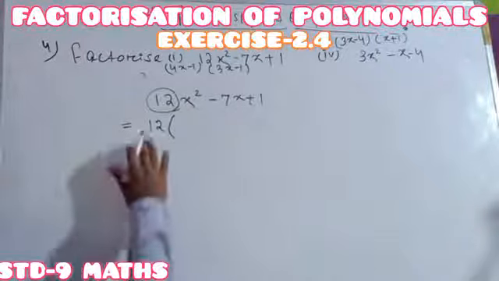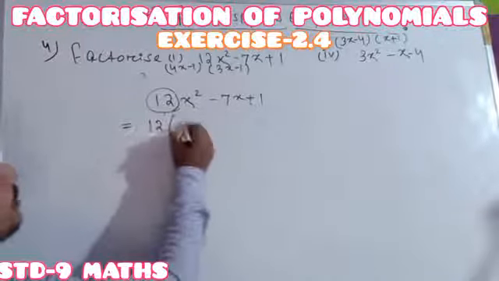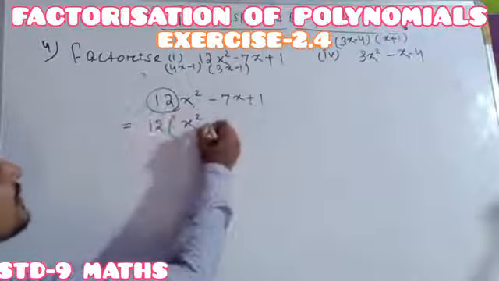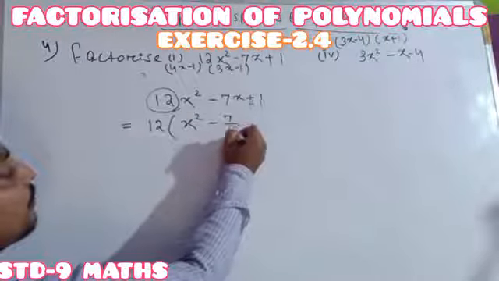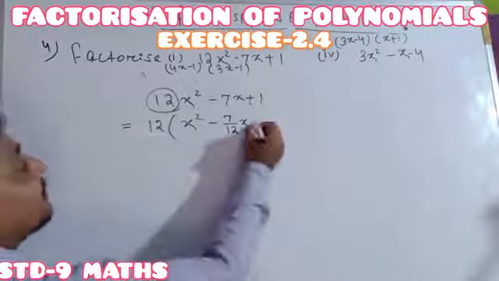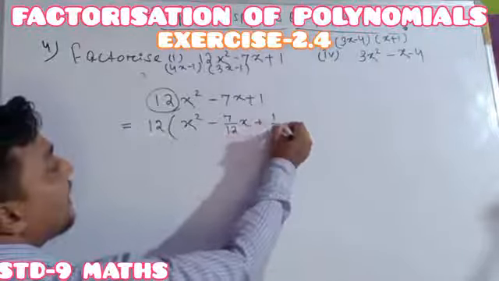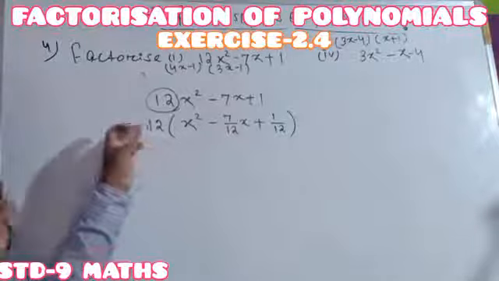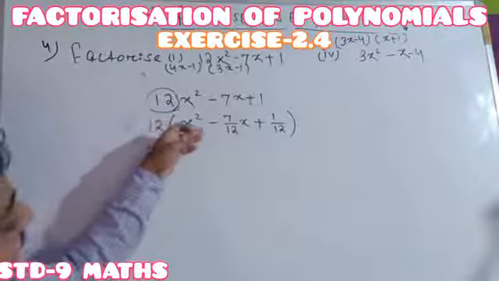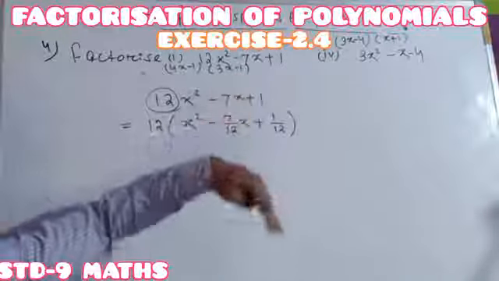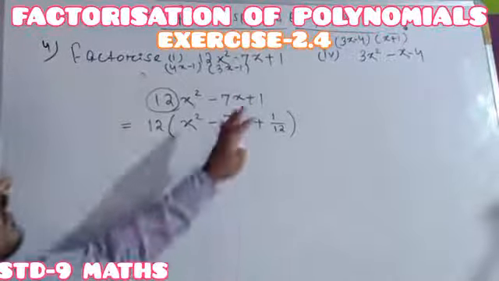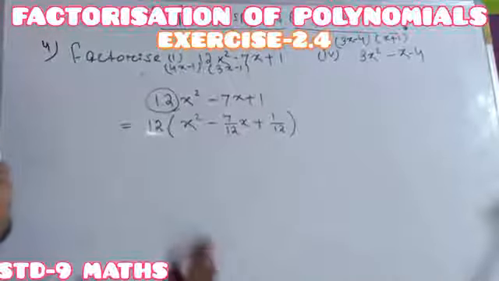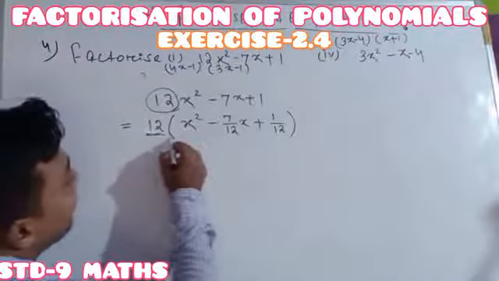On taking 12 as the common, how much is left? X square is left. Here no 12 was there, so 7 by 12 whole into x. Then the last one is our 1 divided by 12. Once again, whenever the 12 enters within the bracket, as usual it will come back to its previous position. Okay, previous form. So now it is changed into this one.